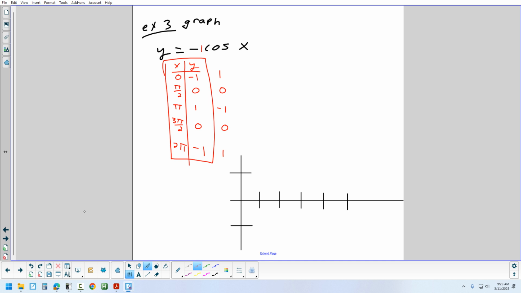Now this time for my y-axis, I don't really need to scale anything. I could leave those unlabeled if I want, because I'm going to go by ones. If you want to label them, then that's how I would label them.